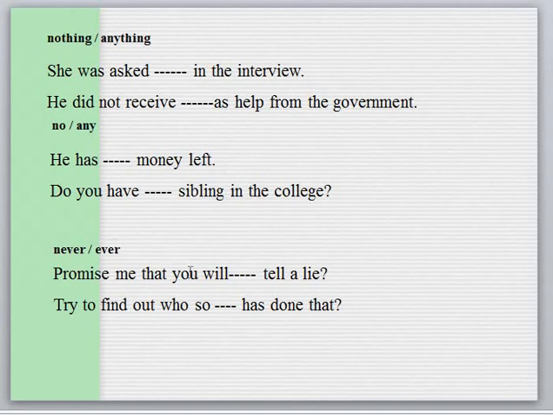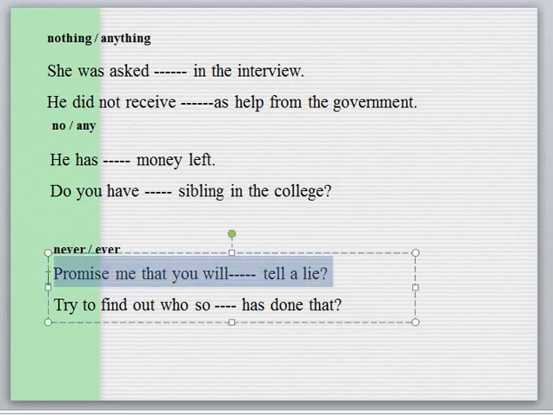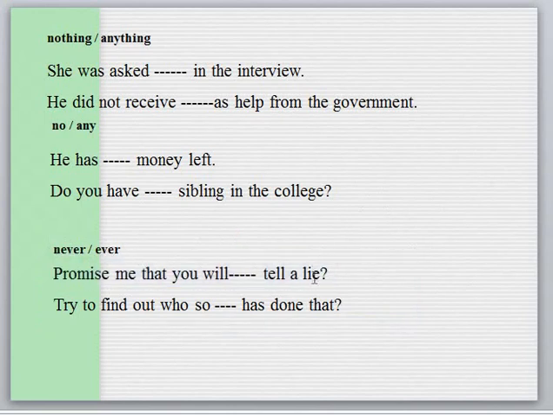Okay, promise me that you will dash tell a lie. So promise me that you will never tell a lie, because in this sentence we are not facing any negative words up till now. So what we will do is, we will simply keep the word never, and it will make a very complete and good sense for this sentence. So the word never will come here.